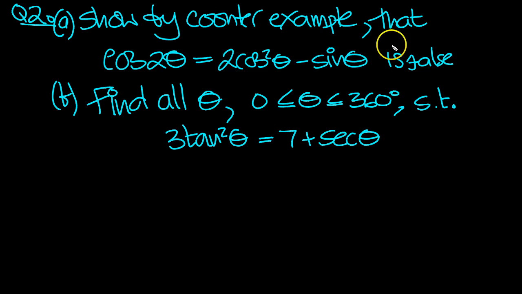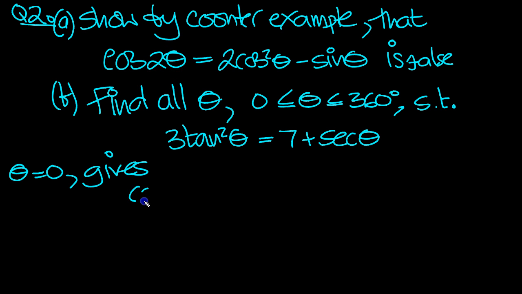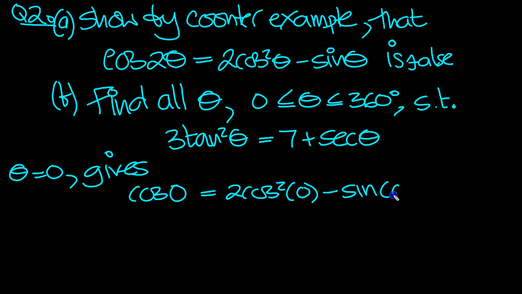We just need one counterexample, one value of theta where this is not going to be true. It's easy to put theta equals 0 in, so let's try that. That's the first port of call. So cos of 2 times 0 is cos 0, which will equal 2cos² of 0 minus sine of 0. And this is 0 radians or degrees, isn't it?